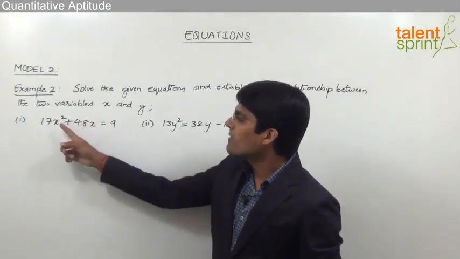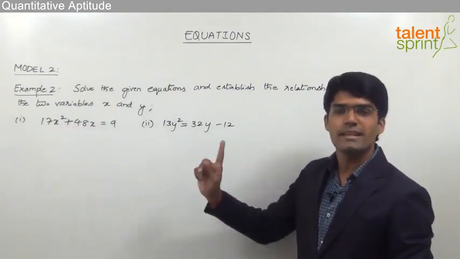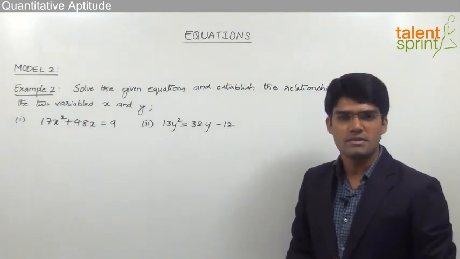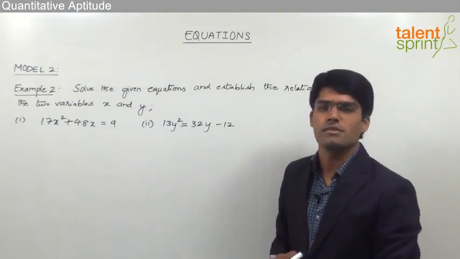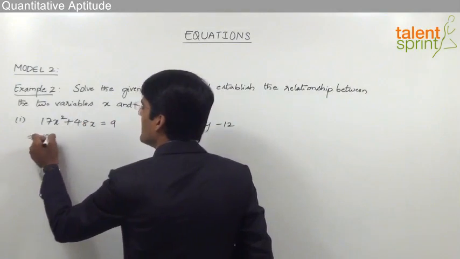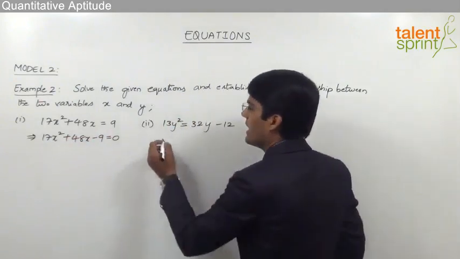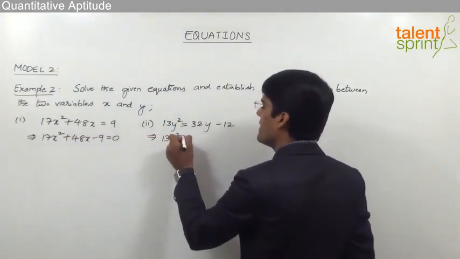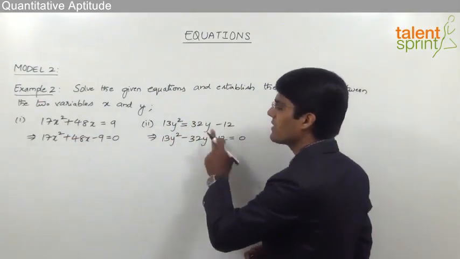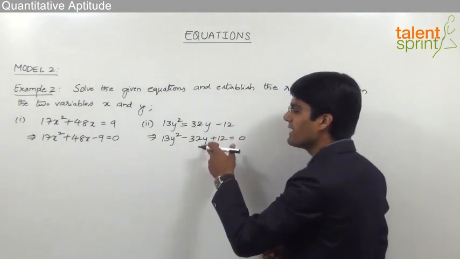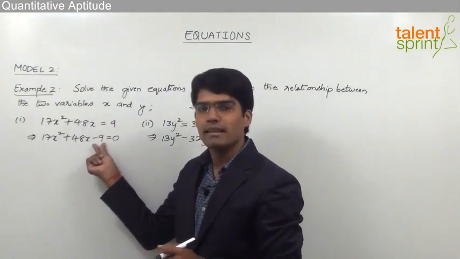Since the highest power of x here is 2 and the highest power of y in this equation is 2, we can understand that both the equations are quadratic equations. So let us first get them in the proper form, that is ax squared plus bx plus c equals 0. So this equation can be taken as 17x squared plus 48x minus 9 equals 0. And this equation here can be taken as 13y squared minus 32y plus 12 equals 0. By taking 32y minus 12 on the other side, the sign changes. So that is the reason we get minus 32y plus 12 equals 0. Similarly here, by taking 9 on the other side, we get minus 9 equals 0.